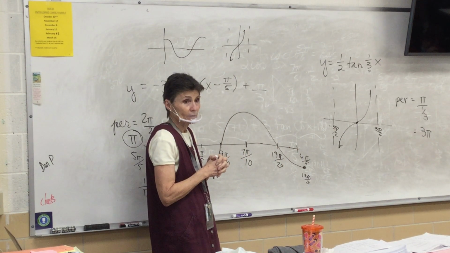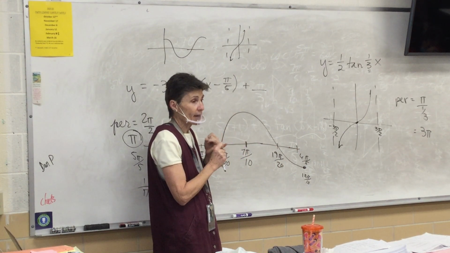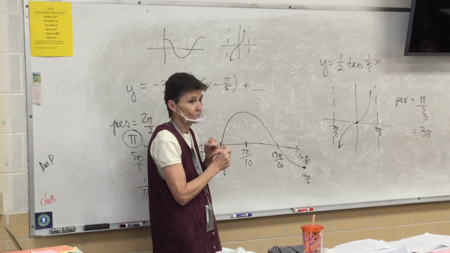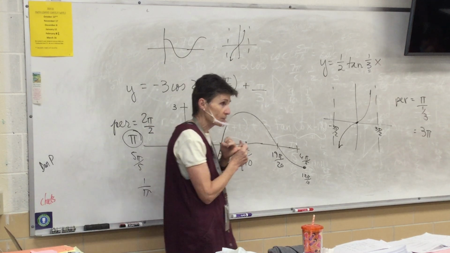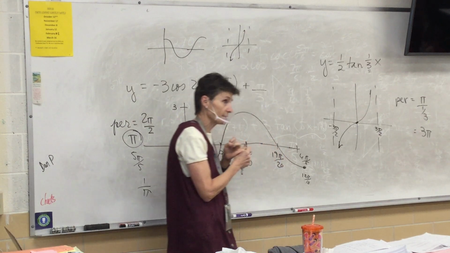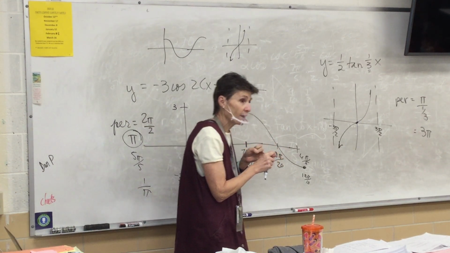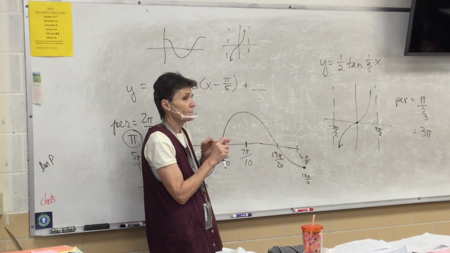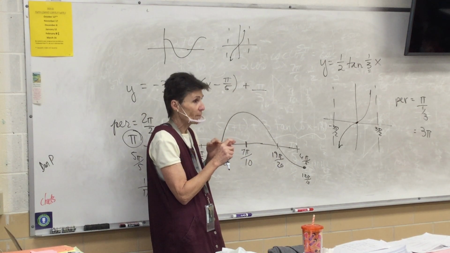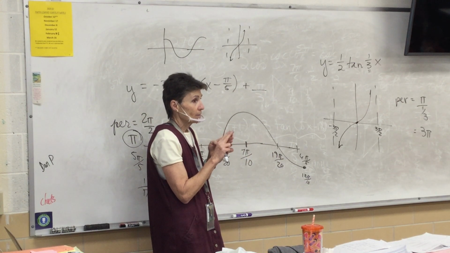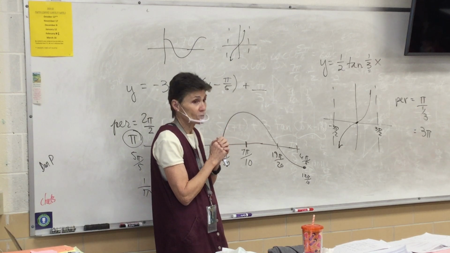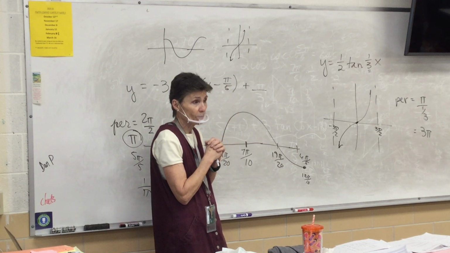Right? All right, what's the amplitude of that picture? No amplitude. The only functions that have amplitude are sine and cosine. Everything else is no amplitude. Period's 3 pi. Frequency would be 1 over 3 pi. Phase shift and vertical shift are 0. You don't have any in this problem.